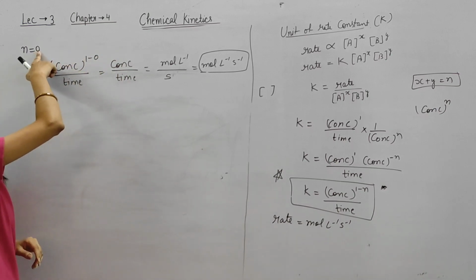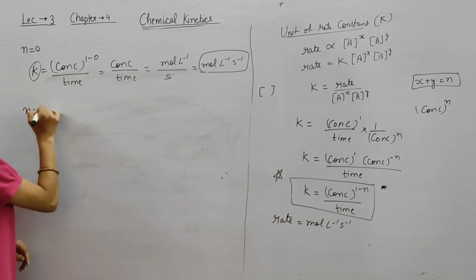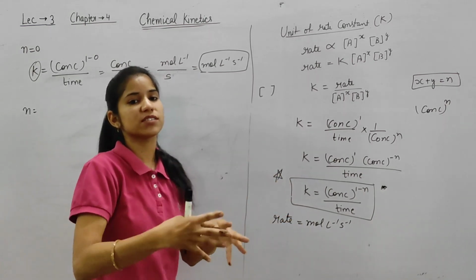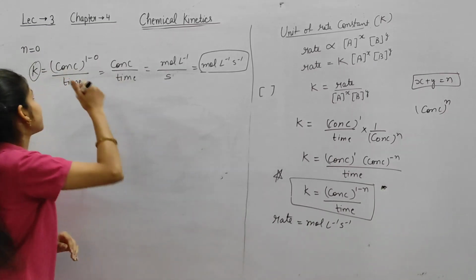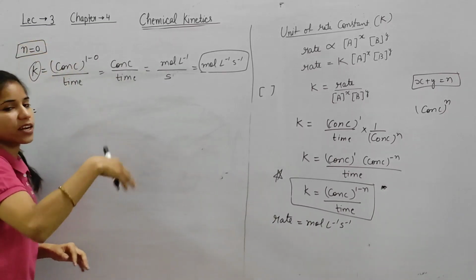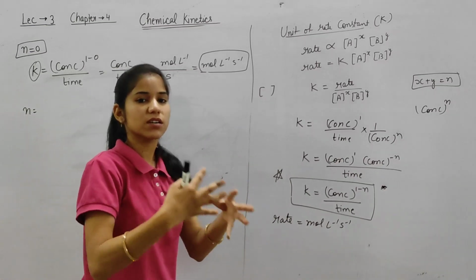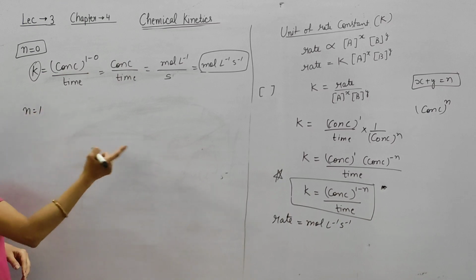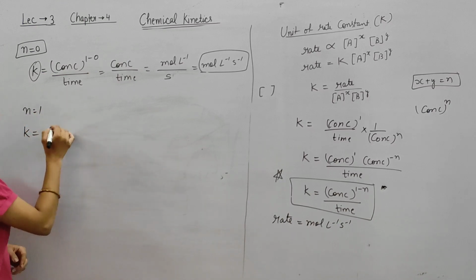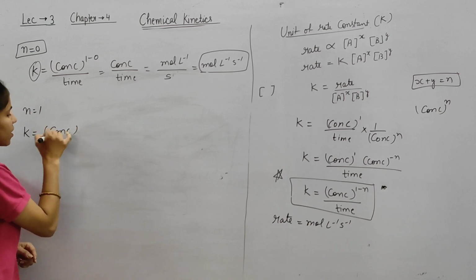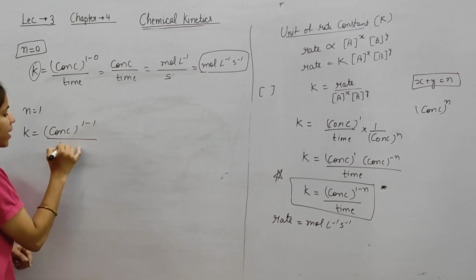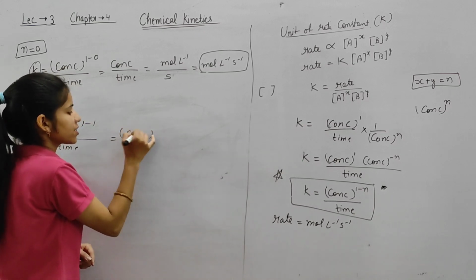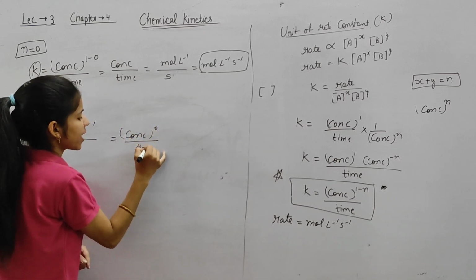These are the same if we are having a zero order reaction. Here order is 0, which means the rate is independent of the concentration. What does it mean? n is 0 means the rate is independent of the concentration. Okay. Now we have n equals 1, so we have to put here k equals concentration to the power 1 minus 1 divided by time. So 1 minus 1 is 0, concentration raised to the power 0, divided by time.